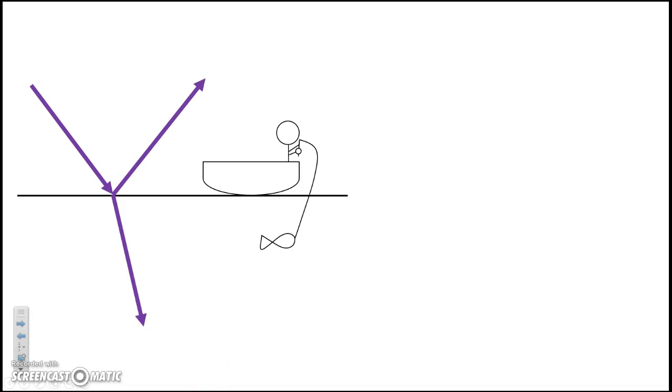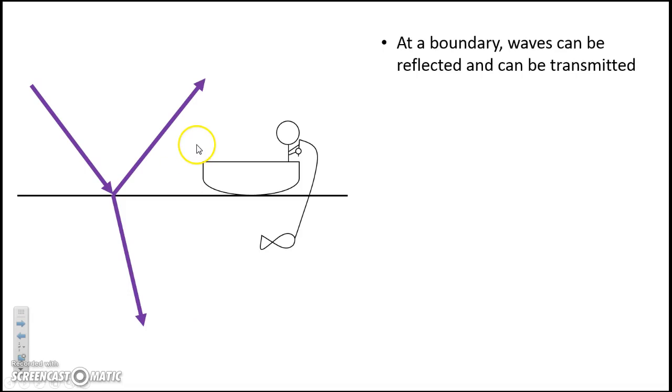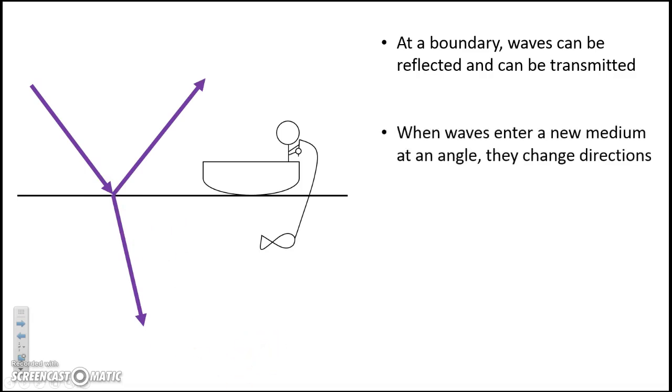Here's a summary so far. At a boundary, like between air and water, waves, like light, can be reflected, and they can also be transmitted. Sometimes they're just reflected, sometimes they're just transmitted, and most of the time, both happen. When waves enter a new medium at an angle, they can change directions. Now, why does this happen? Why does the wave change directions? It's hard to understand the link, but here's the answer.